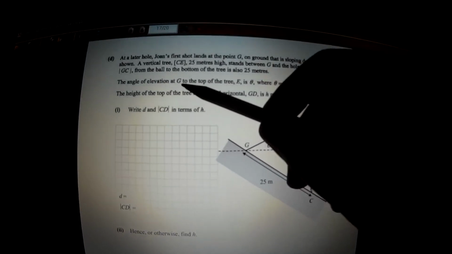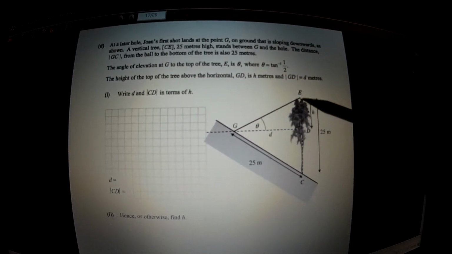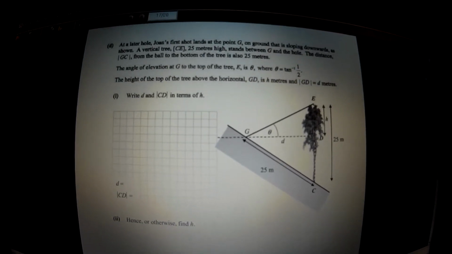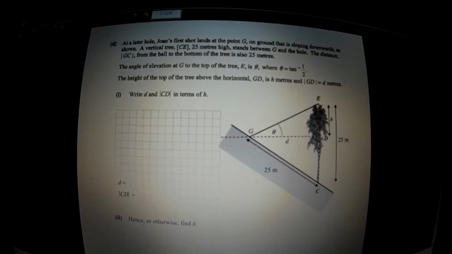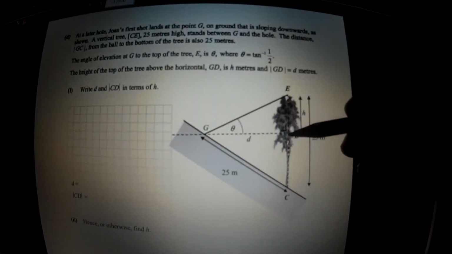The angle of elevation of G to the top of the tree is equal to theta. So theta is equal to the inverse tan of a half. Okay, and we'll use that in a second. The height of the top of the tree above the horizontal is h, so that's h from there to there, and GD is d. Okay, so we have everything. Write d and CD in terms of h, right?